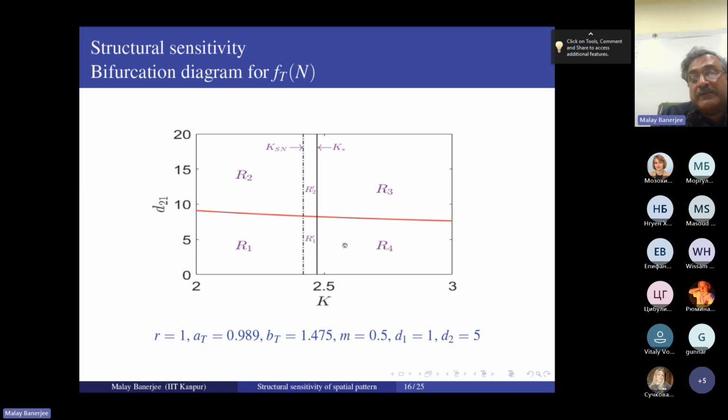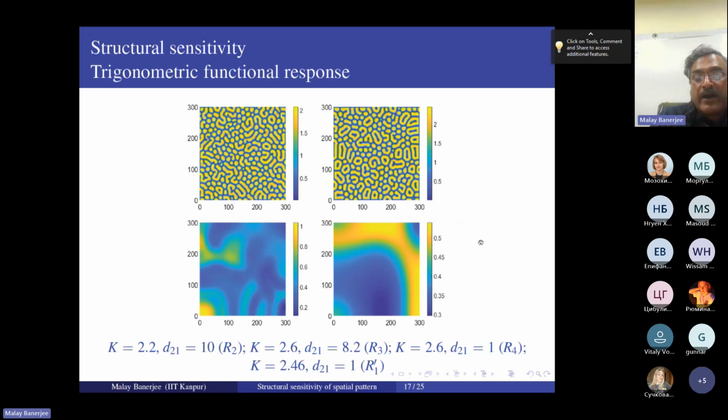That means once your parameter value is within the Hopf instability region, then only can you have some sort of spatiotemporal chaos. But here it is Hopf threshold. Even on the left of the Hopf threshold, we can have some spatiotemporal chaos, and that is an interesting structural sensitivity for spatiotemporal pattern formation with the Rosenzweig-MacArthur model in presence of self-diffusion as well as cross-diffusion. So if we choose parameter value from R1 dot, you can see this kind of pattern.